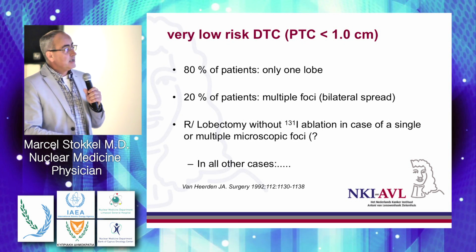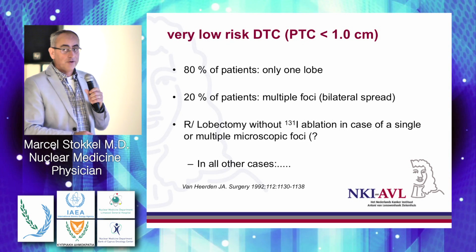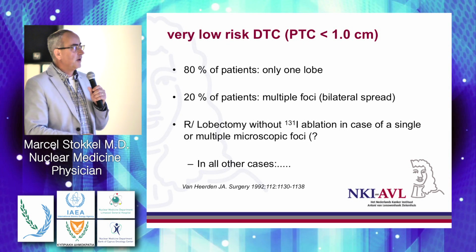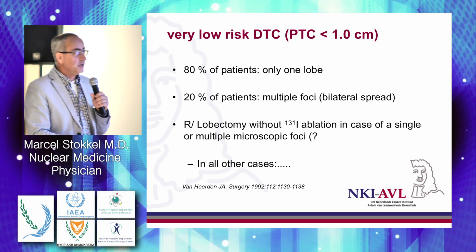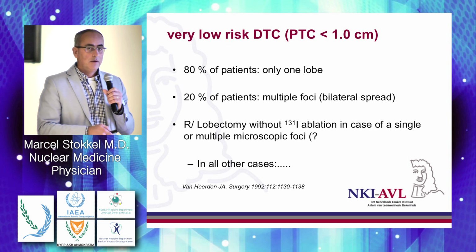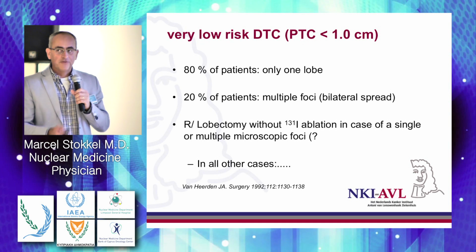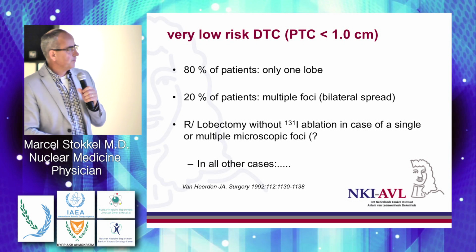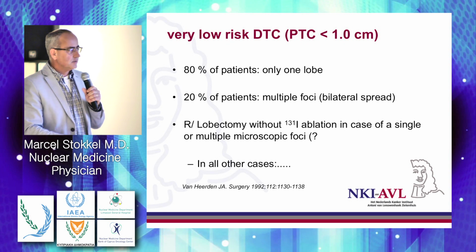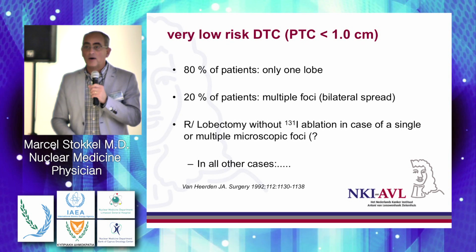Well, the standard indication for a very low risk differentiated thyroid cancer is lobectomy without ablation in case of single or multiple foci, but the diameter of the other foci should not be larger than 1 centimeter in size. In all other cases, there seems to be an indication for radioiodine therapy.